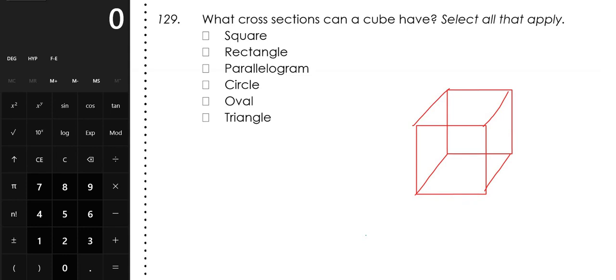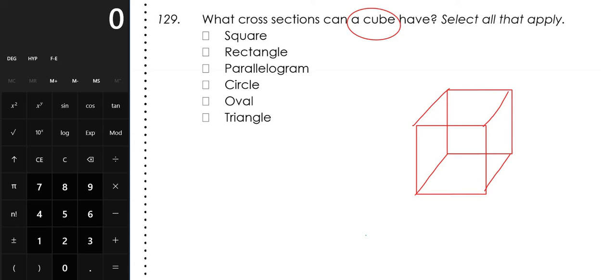Number 129 is a visualization question. I've gone ahead and I've drawn a cube. It says, what cross sections can a cube have? Okay, let's go through the list. So cross sections are when you take a plane and you just slice it in whatever direction you slice it and you take a look at what shape resulted.